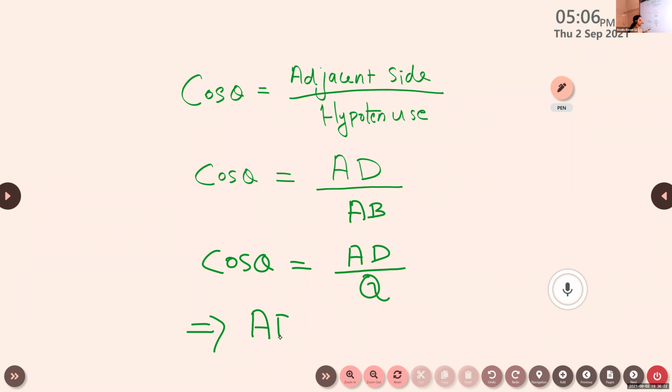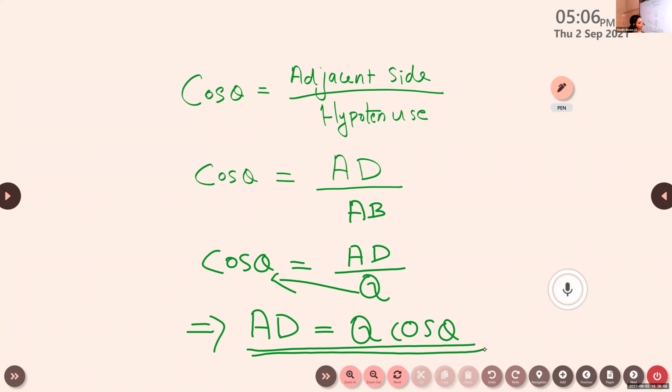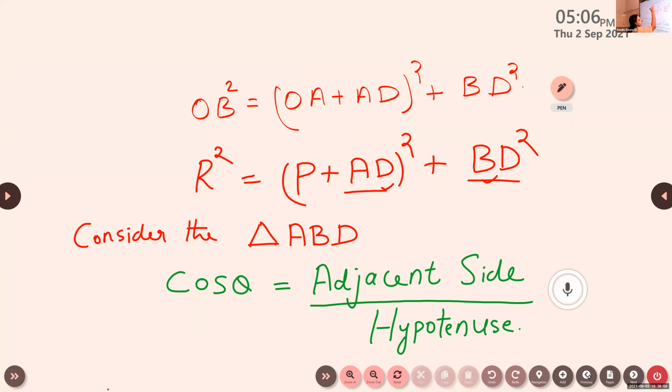AD is equal to, what is the value of AD then? AD is equal to cos theta into Q, or we can write Q cos theta. Bring this Q to the LHS, so it becomes multiplication. AD is equal to Q cos theta. So we get the value for AD.